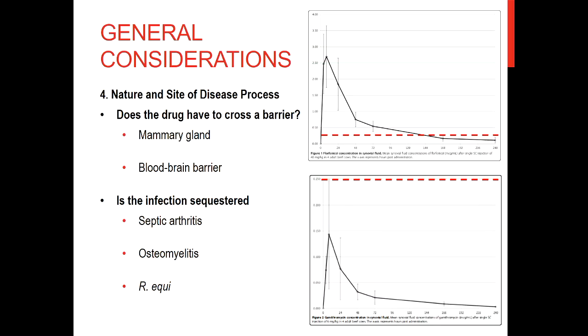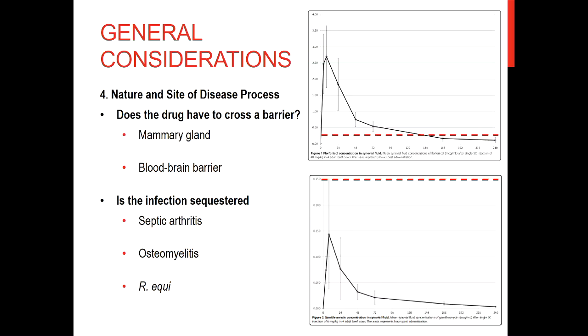Next, what is the nature and site of the disease process? So we're trying to take the in vitro results and correlate them now to what's going on inside that animal. Does that drug have to cross a barrier? Do I have an infection in the mammary gland? Do I have something that needs to get past the blood-brain barrier, like a foal with meningitis?